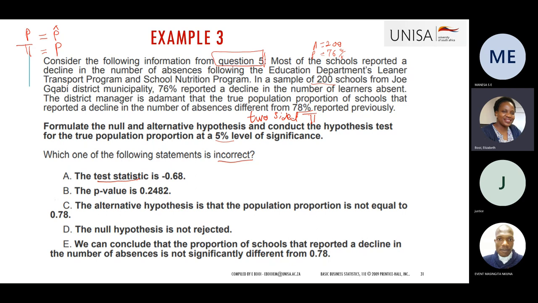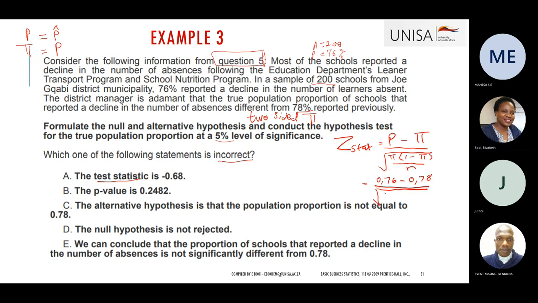So we know what the test statistic is. Z stat is equal to p minus the population proportion, divided by the square root of population proportion times 1 minus the population proportion, divided by n. Substituting the values, our p was 0.76 minus 0.78, because that's what the population proportion would have looked like, divided by the square root of 0.78 times 1 minus 0.78, divided by our n of 200.